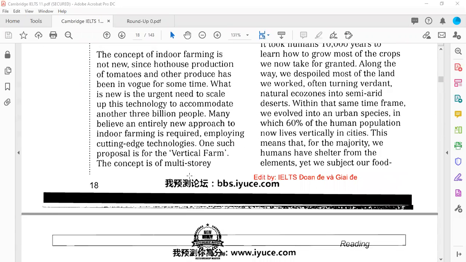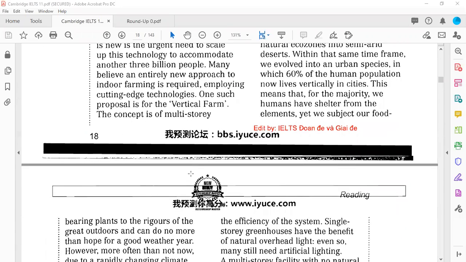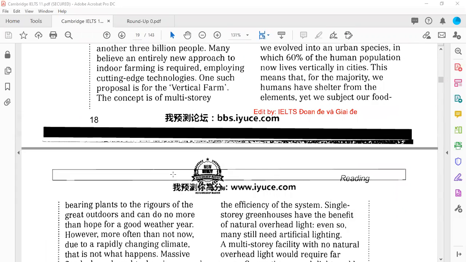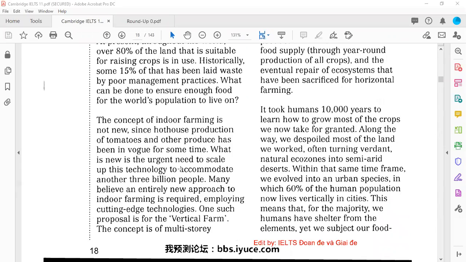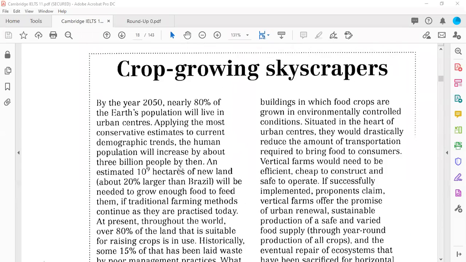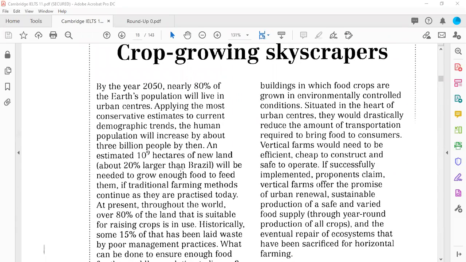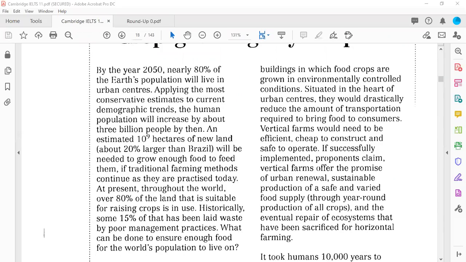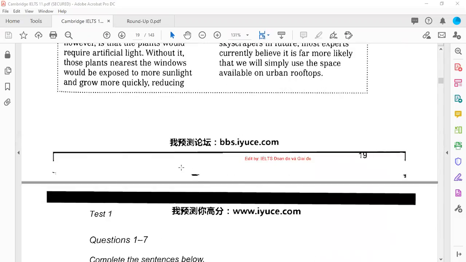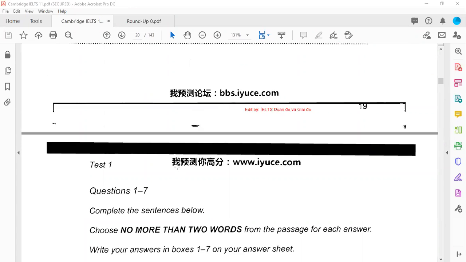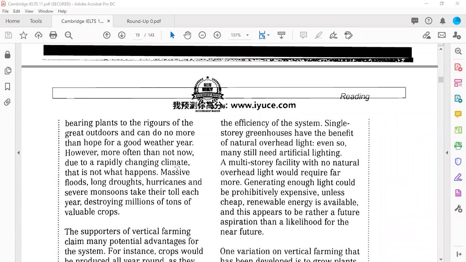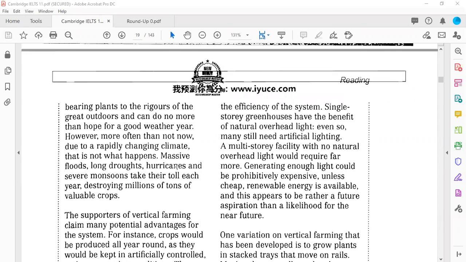Have you seen anything yet? I want to see the first question again, and I will tell you. Some food plants, including something, are already grown indoors. Go to the first paragraph.